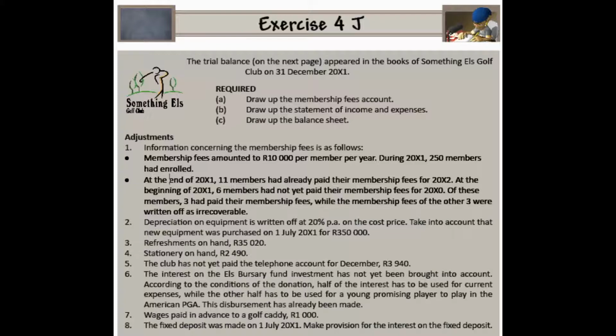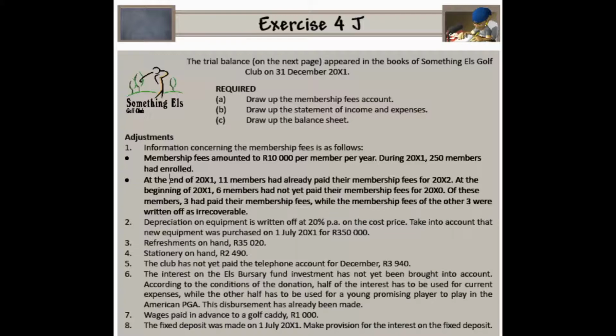So let's do the adjustment for the interest on that investment fund. Number 6, the interest on the Else Bursary Fund has not yet been brought into account. So we start with that. What was the investment on that fund? It is 1.5 million, the investment in the Else Bursary Fund, and the interest rate is 20%. If we calculate 20% on that 1.5 million, we get an amount of 300,000 rand for interest.